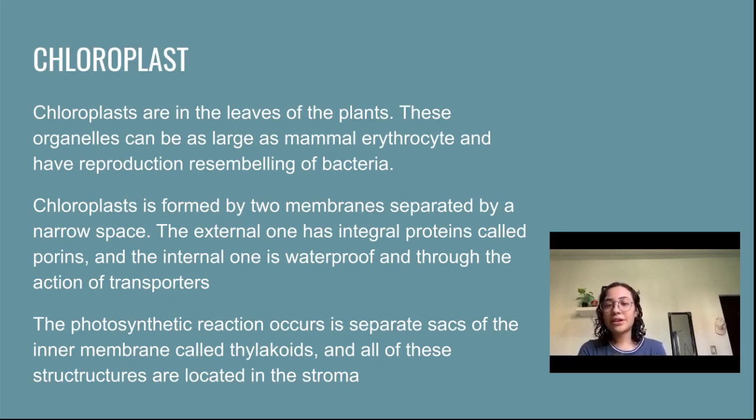The photosynthetic reactions occur in separate sacs in the inner membrane called thylakoids, and all of these structures are located in the stroma.